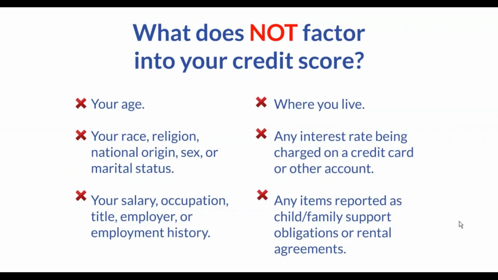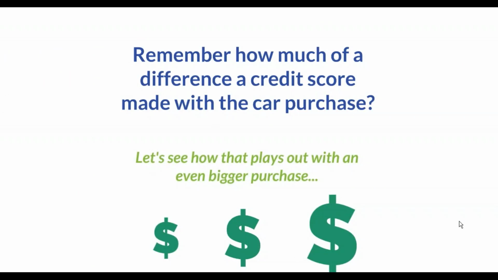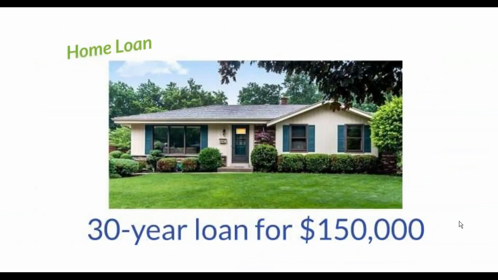After that, you'll discuss what's not included in a credit score. And you'll start to wrap up this section with another story about credit scores. Here you're going to show them the example of a 30-year mortgage.